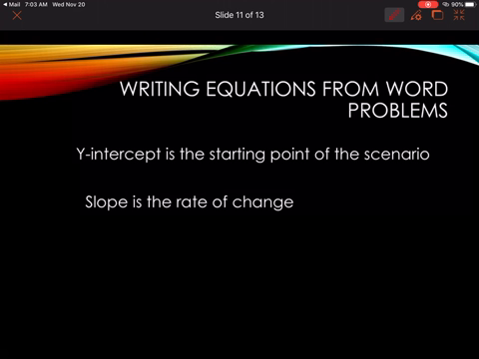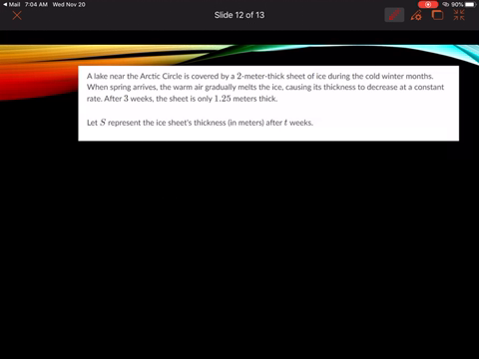Write an equation from word problem. So this is important. Make sure to write it down. Y-intercept is the starting point of the scenario. The slope is the rate of change. So how much it goes up, down, up by, or down by. So let's do a couple examples.